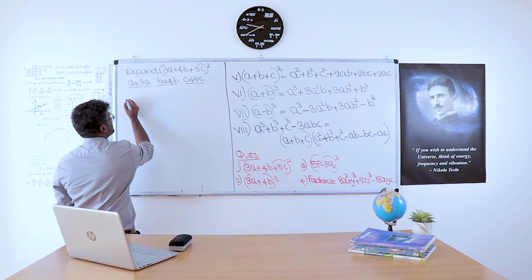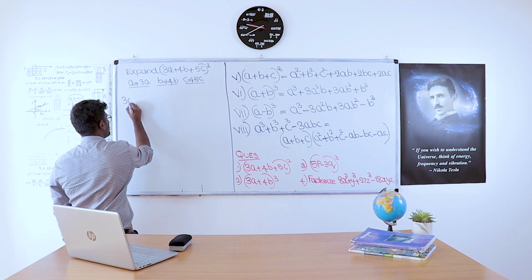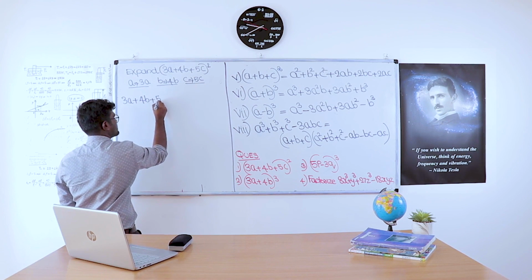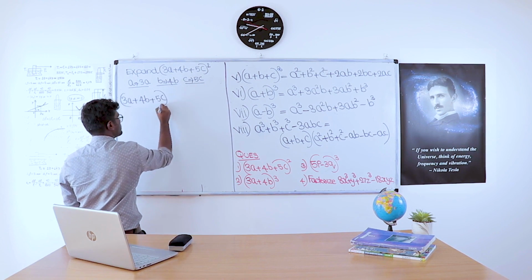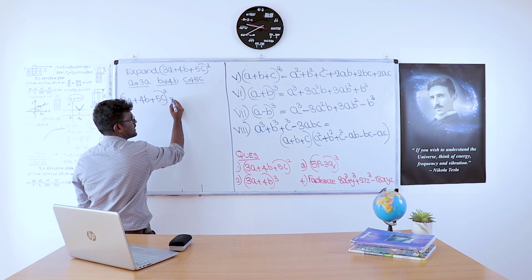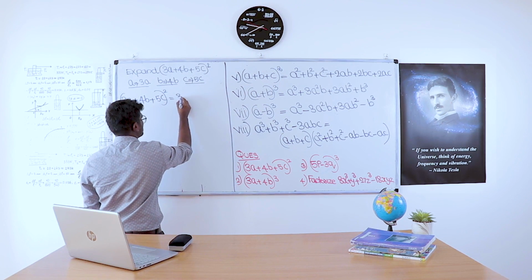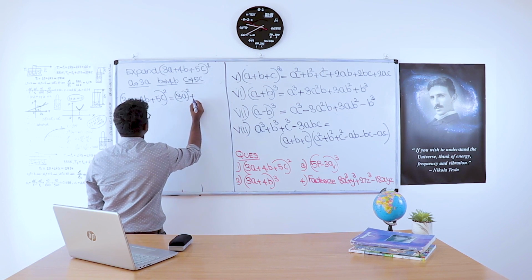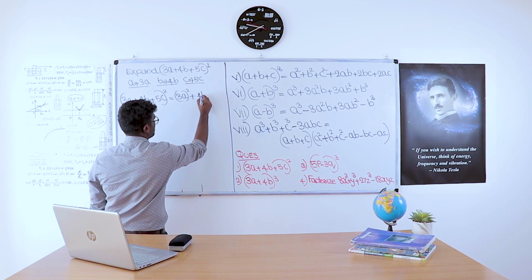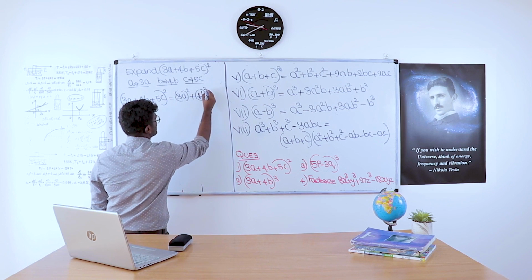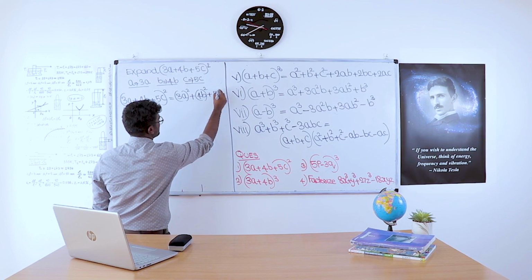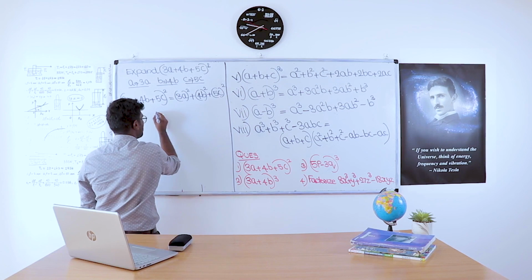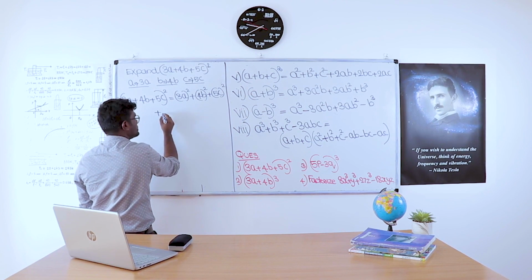So what about (3a plus 4b plus 5c) the whole square? That is a square. What is a square? (3a) the whole square, plus b square: (4b) the whole square, plus c square: (5c) the whole square, plus 2ab.